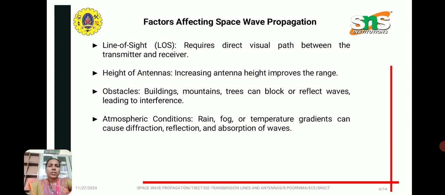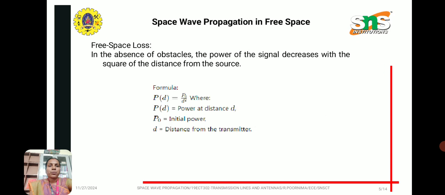And factors affecting space wave propagation. Line of sight requires a direct visible path between the transmitter and receiver. Height of the antenna: increasing the antenna height improves the range. Obstacles: buildings, mountains, trees can block or reflect the waves, leading to interference. And atmospheric conditions: rain, fog or temperature gradients can cause diffraction, reflection and absorption of the waves.